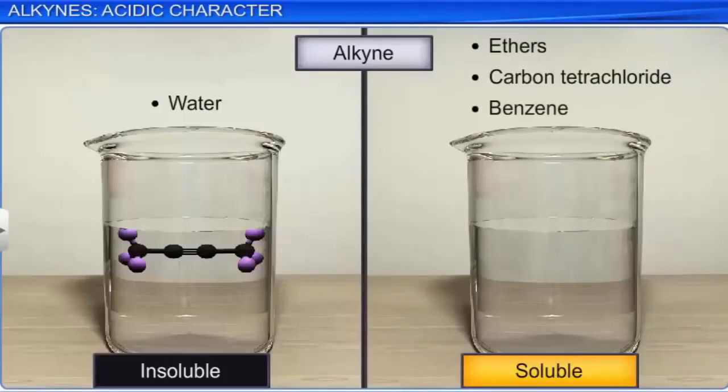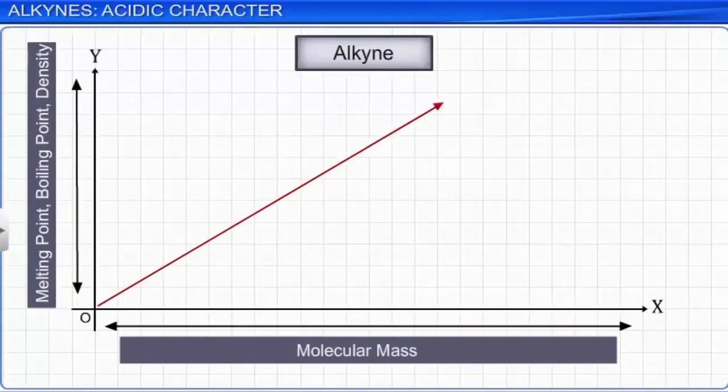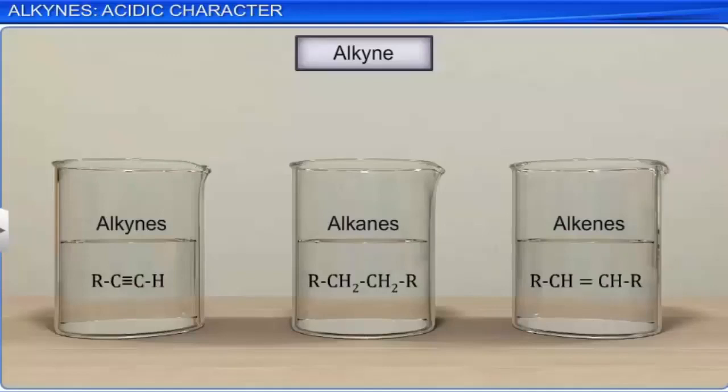The melting point, boiling point, and density of alkynes are directly proportional to their molecular masses. Coming to their chemical properties. Alkynes exhibit more acidic behavior than alkanes and alkenes.